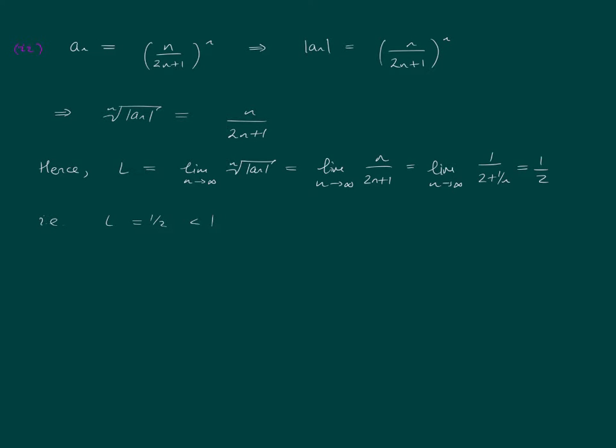So, hence, the series sum n equals 1 to infinity, (n over 2n plus 1) to the n converges. It converges absolutely, and it converges. But in this case, that's the same thing because all the terms are positive. This is by the root test.